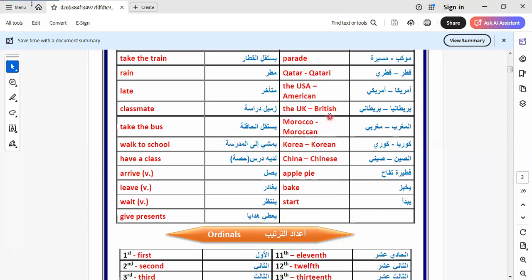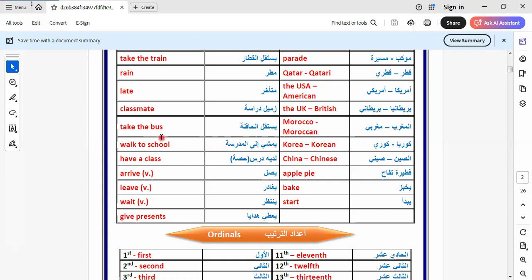So here are the nationalities. We have American, British, Moroccan, Korean, and Chinese. These are called nationalities, and these are the states or the countries that we come from, like the United Kingdom, Qatar, the United States of America, Morocco, Korea, China. All these are called the countries that we come from and take a nationality of this country.